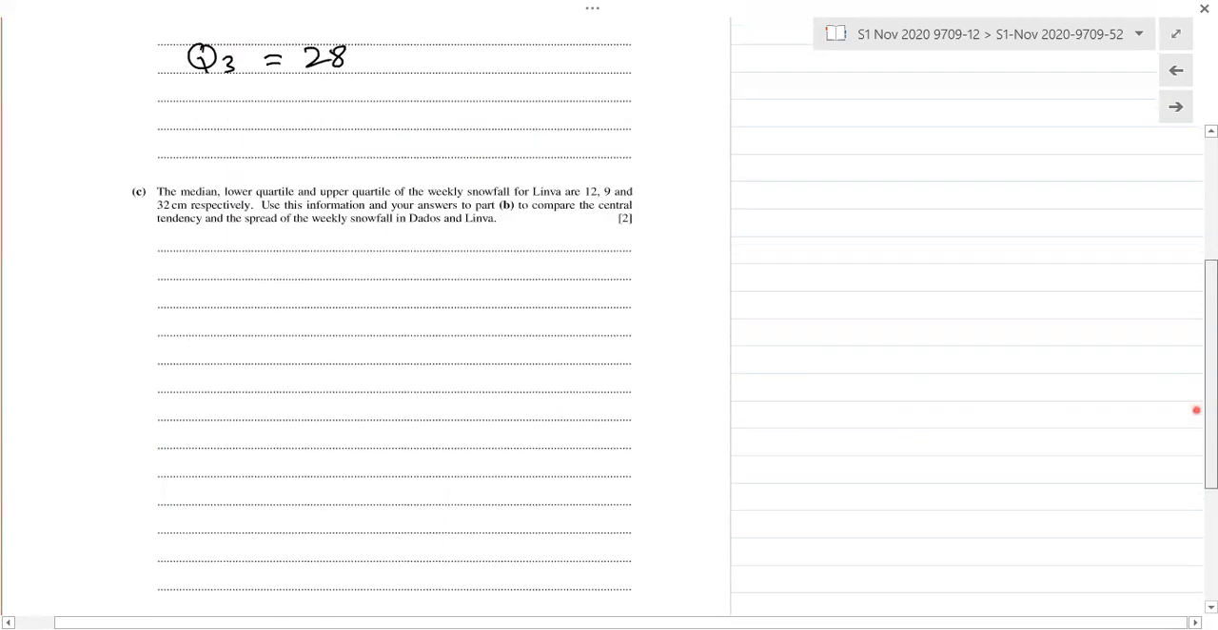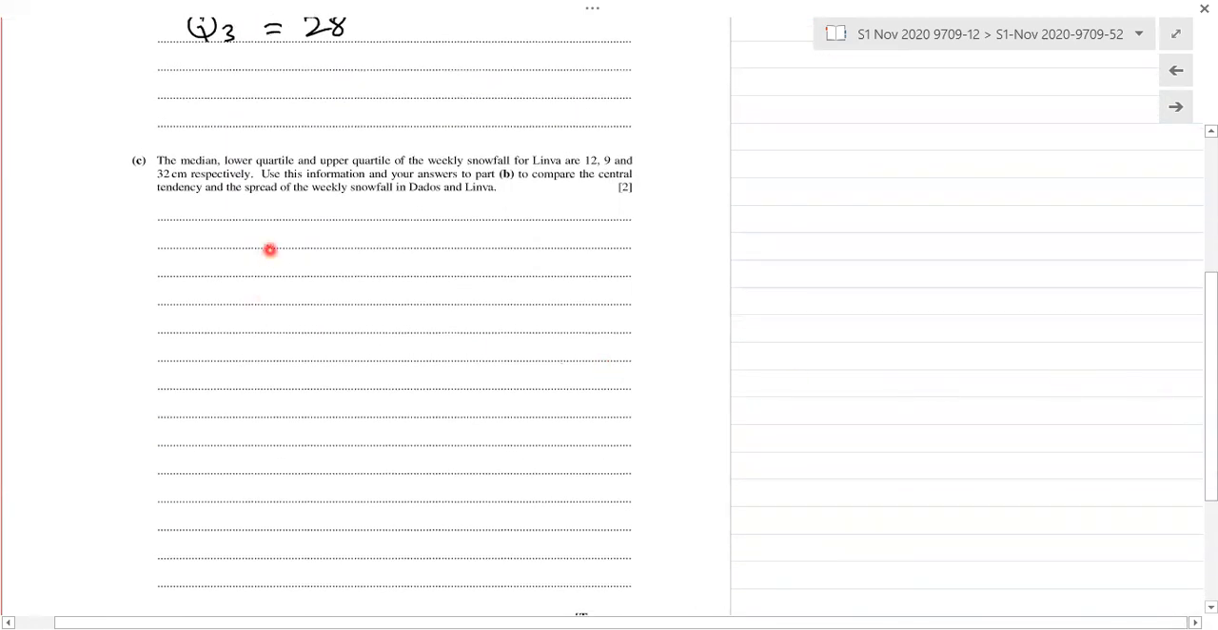Now part C says the median, lower quartile and upper quartile for the weekly snowfall in Linva are 12, 9, and 32 respectively. Use the information and your answer to part B to compare the central tendency and the spread of the weekly snowfall in Delos and Linva.